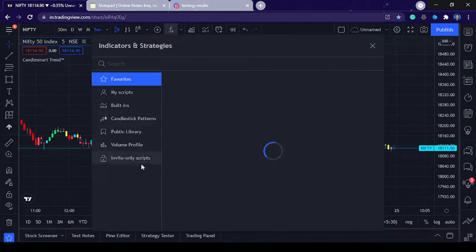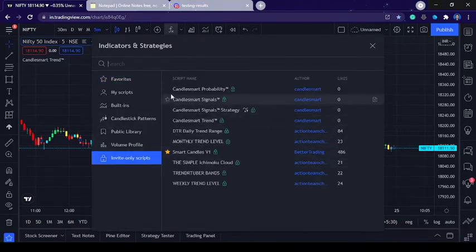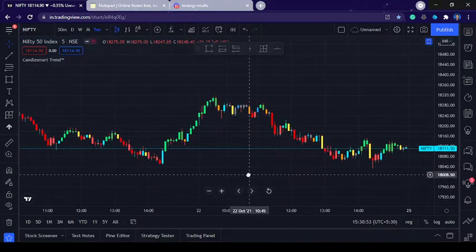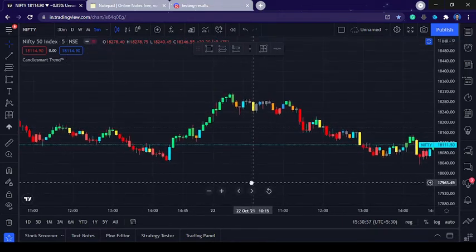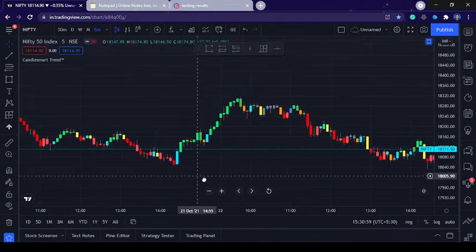You can access the indicators by going to indicators. In indicators you will get invite-only scripts. Here you can see Candle Smart Probability, Candle Smart Signals, Candle Smart Trend Strategy. These are the others I have some access to. Right now we are only using Candle Smart Probability and Candle Smart Trend. Other than that, we are not using any other things in this strategy. Next, we will learn how to read this trend chart.